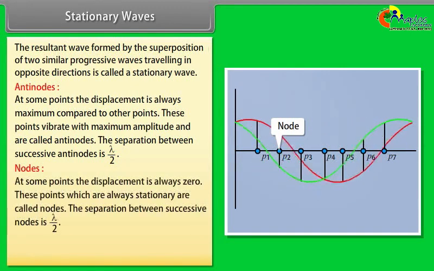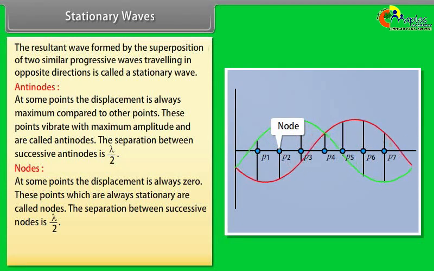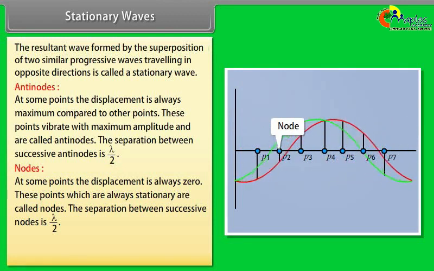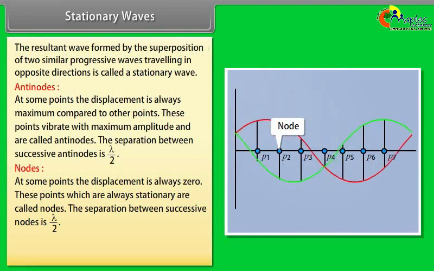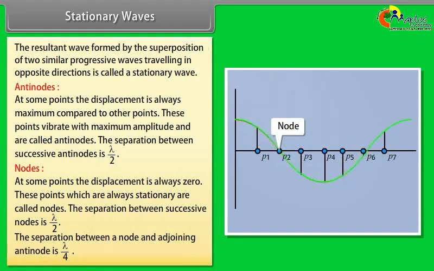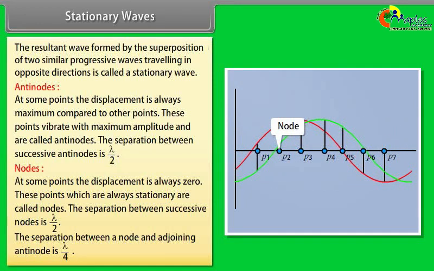Nodes. At some points, the displacement is always zero. These points, which are always stationary, are called nodes. The separation between successive nodes is lambda by 2. It is observed that the separation between a node and an adjoining antinode is lambda by 4.